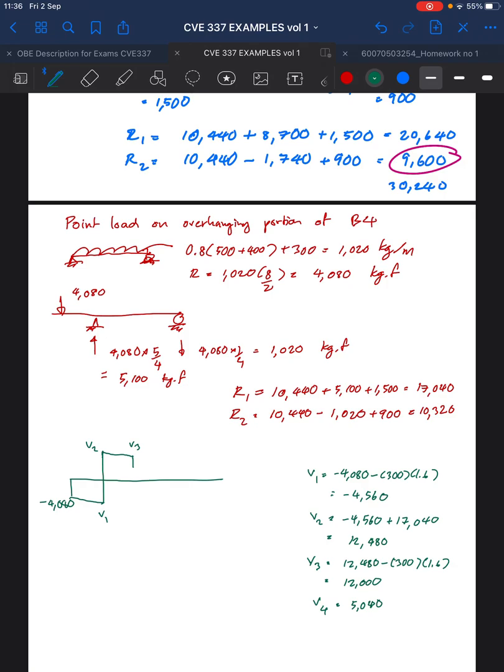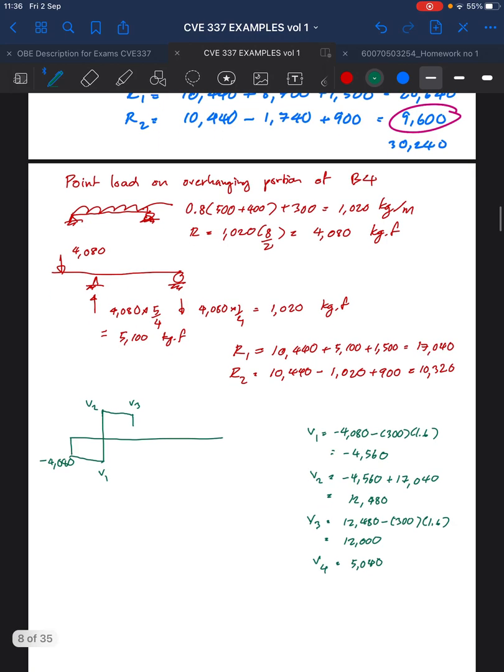And then you continue on, which means V5. See, this is minus, yep, and then V5, this is V4, right? V5, you continue on, so that means it is 5040 minus another 300 multiplied by 1.6.